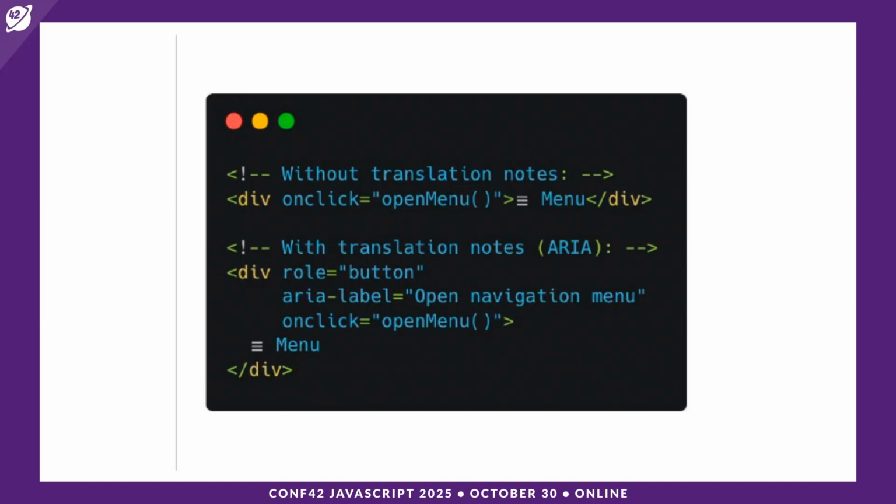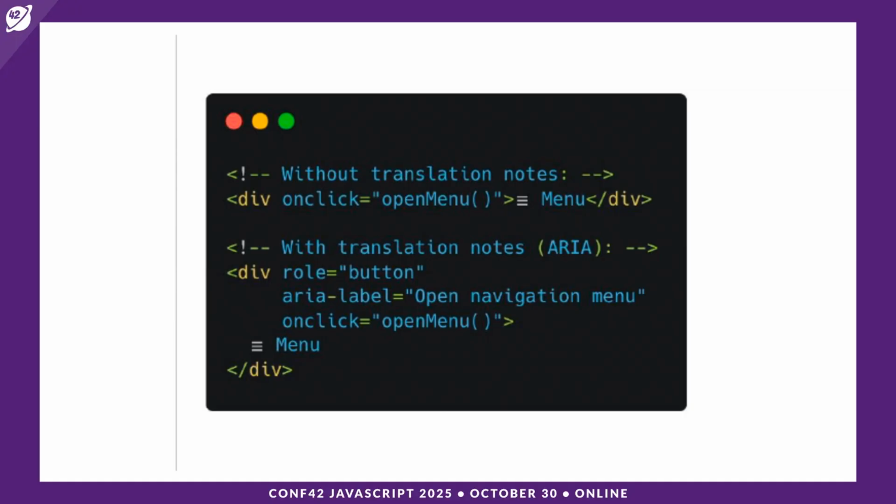And the second one is with translation notes. That's ARIA. In this case, we're trying to give a proper understanding of ARIA by saying, okay, ARIA is similar to a translation note. So when you see that, just know that's what I'm trying to explain. In the second div element, you can see that more things are being added. The purpose of those things is to define the menu as a button, right?